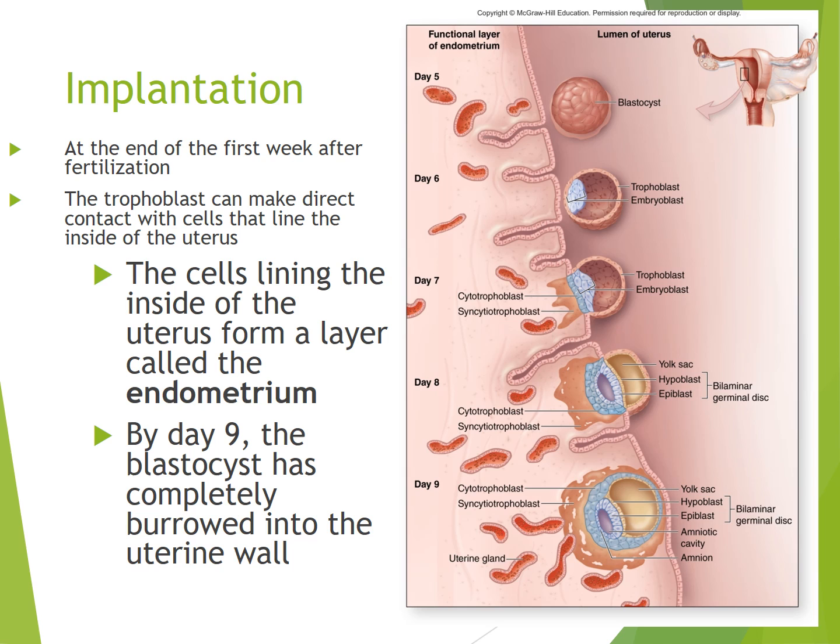Following implantation, over the next 3 months there will also be large amounts of estrogen and progesterone expressed, and this is to help build the uterine lining in preparation for the amount of growth that will occur for the fetus.